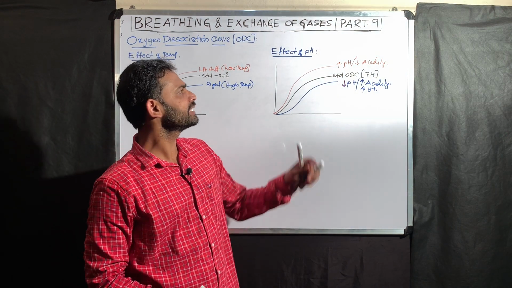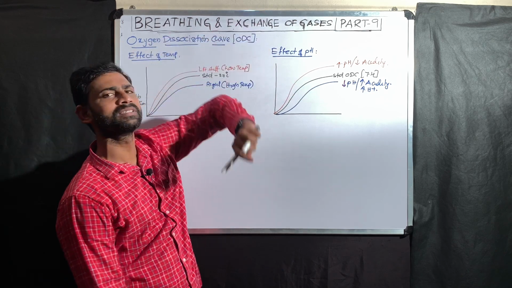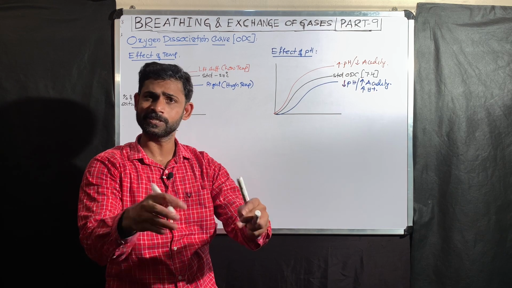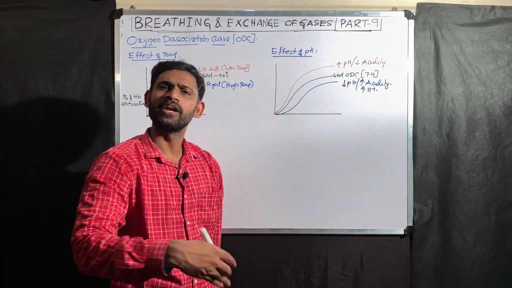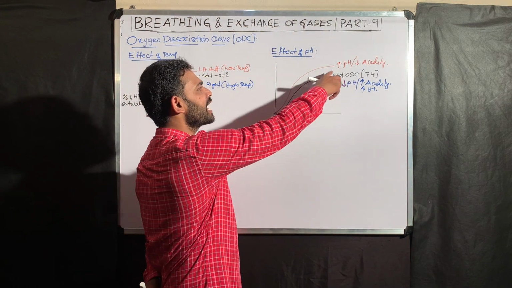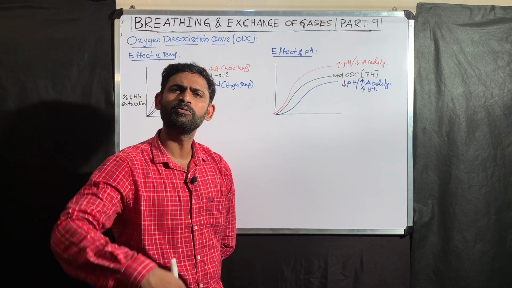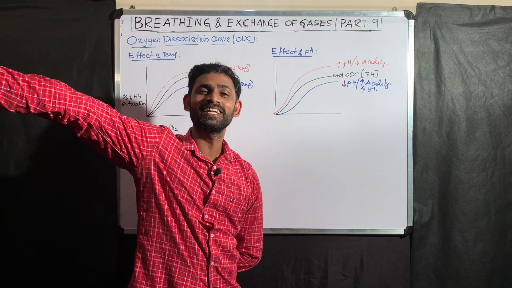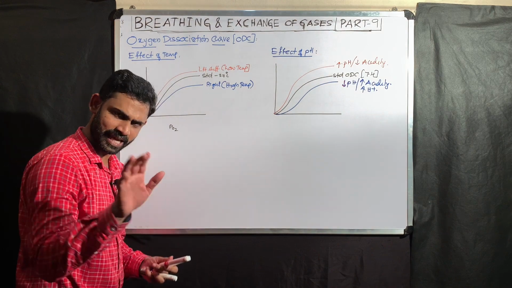That is why, see, when the pH is high, the standard curve is shifted towards the left side, more affinity. That means hemoglobin is not interested in dissociating from the oxygen. When the pH is reduced because of metabolic activities, the standard curve is shifted towards the right side. Means hemoglobin does not want to associate with the oxygen. Why? Because more oxygen is required by the tissues. In the same way I will tell you, for example, the same concept.